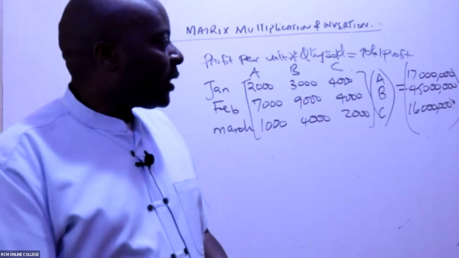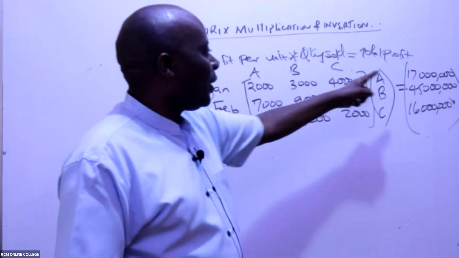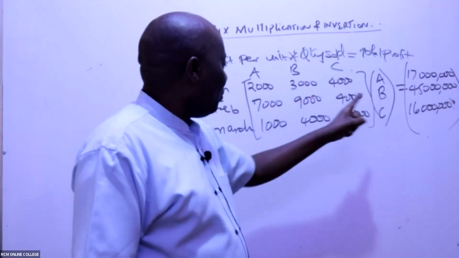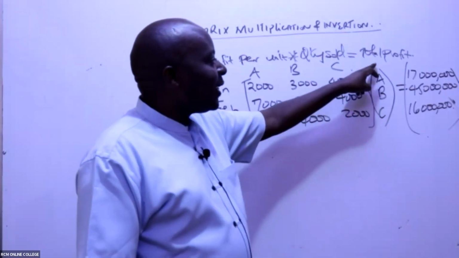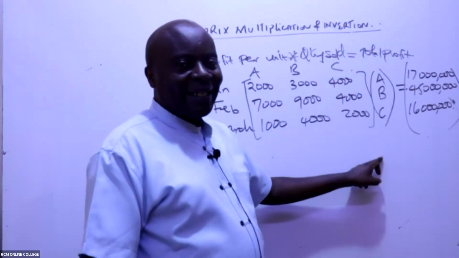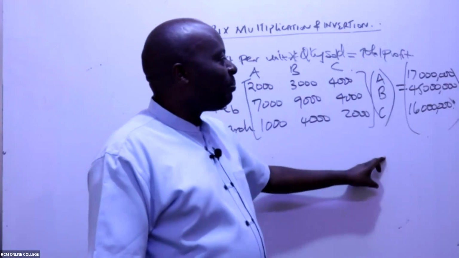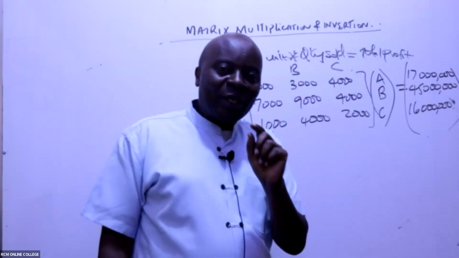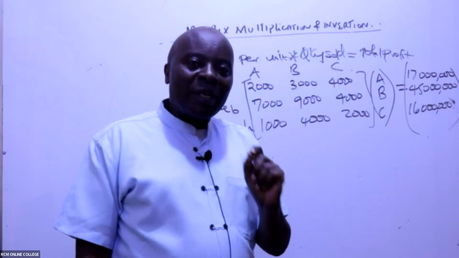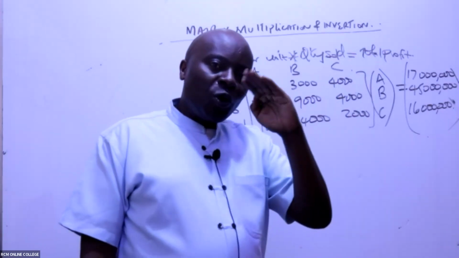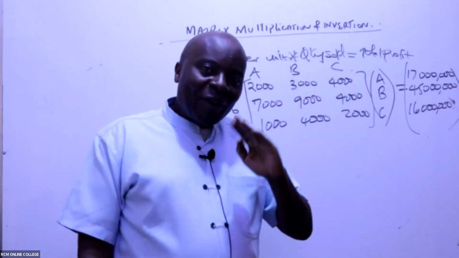So remember, we must write this like January 17 million, February 45 million, March we have 16 million, like that. Why have I written these quantities down in form of a column? It's because of how matrix multiplication works. What happens with matrix multiplication? We multiply a row with a column.